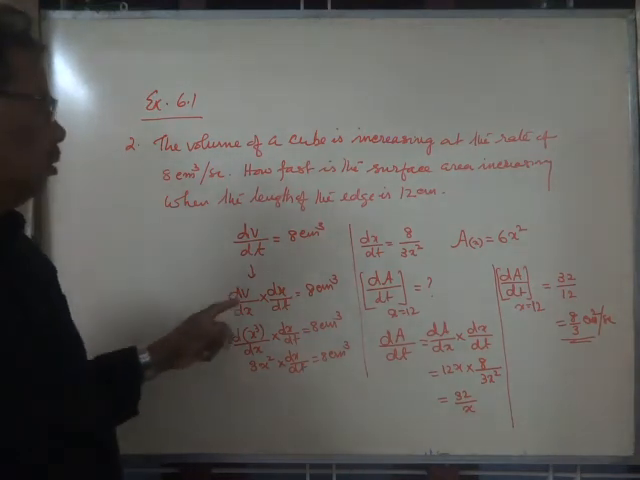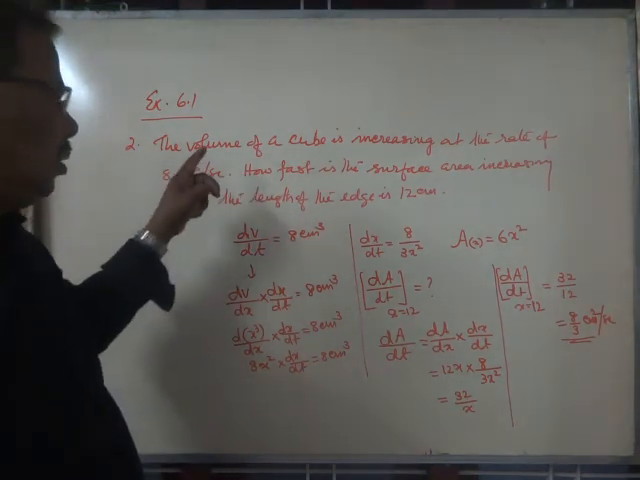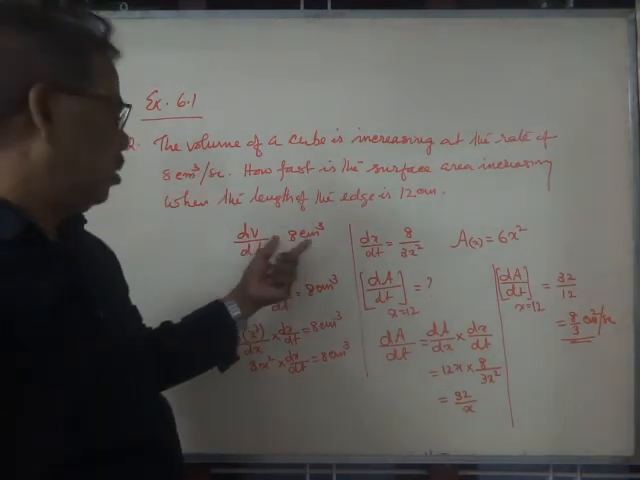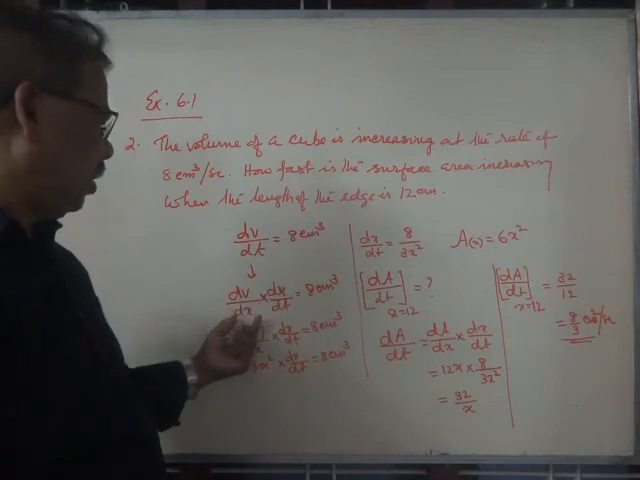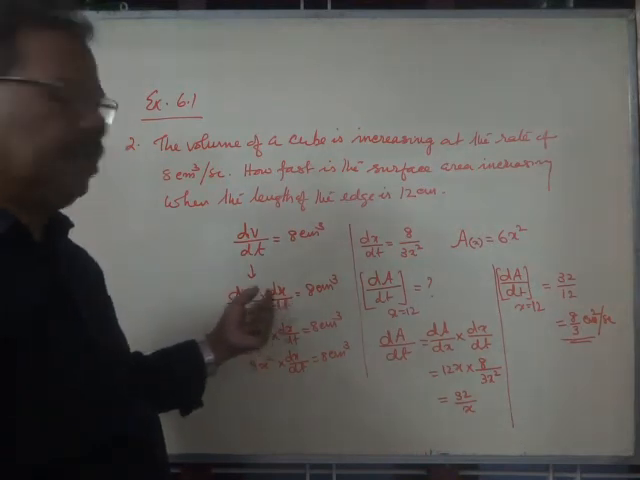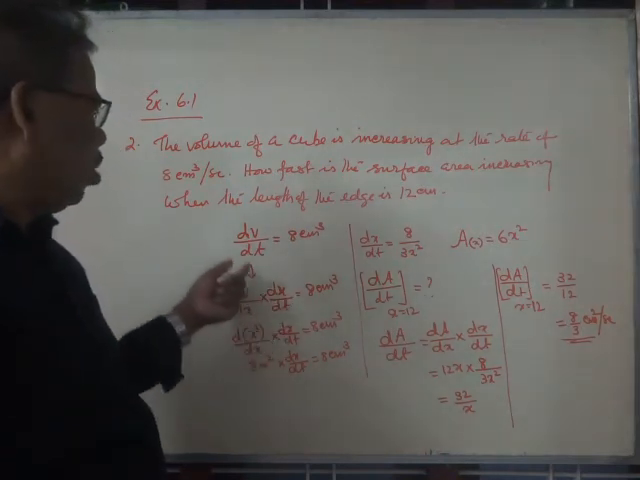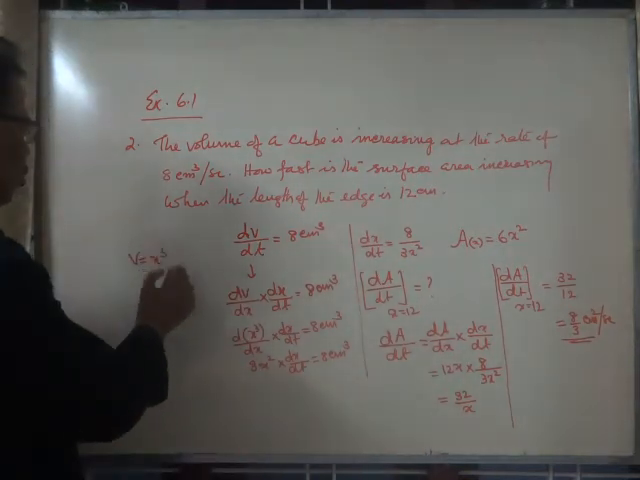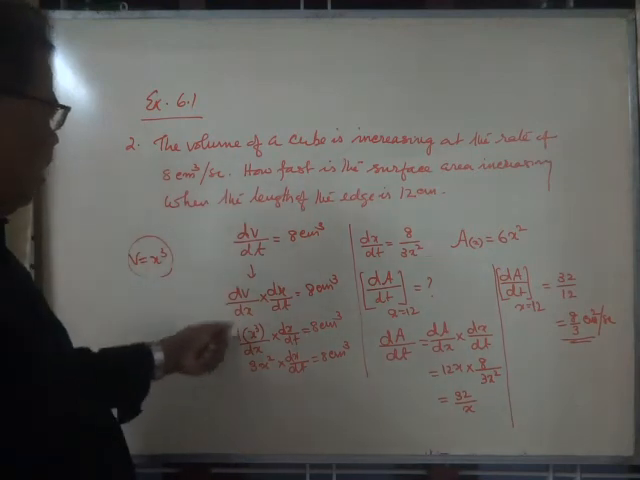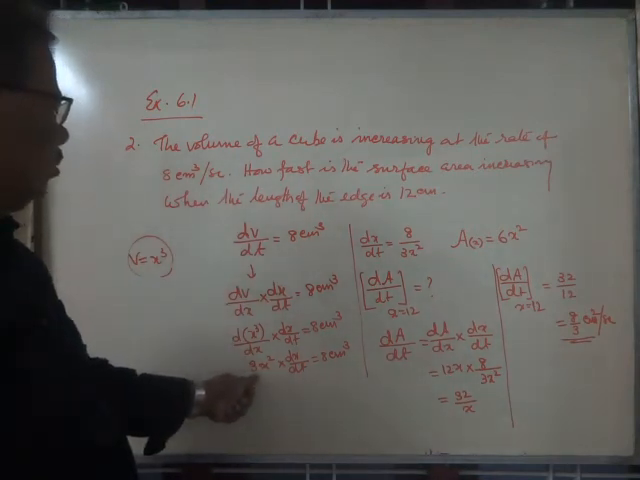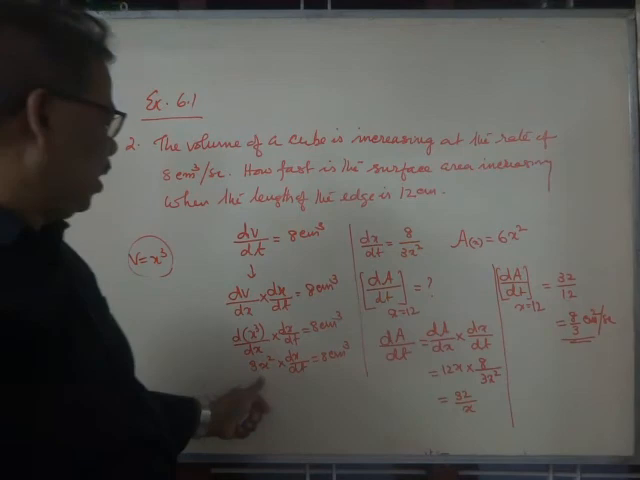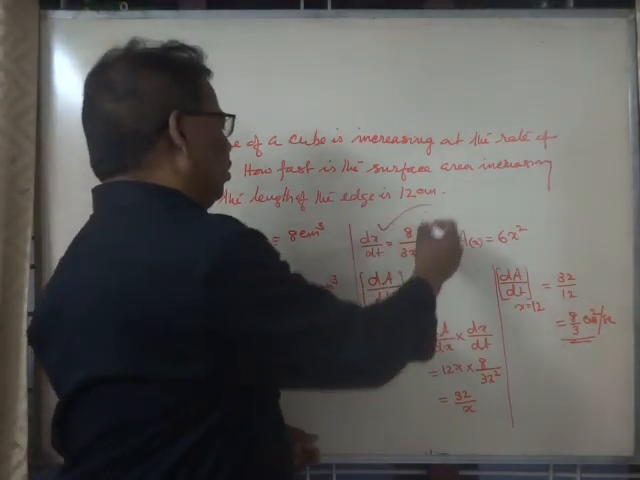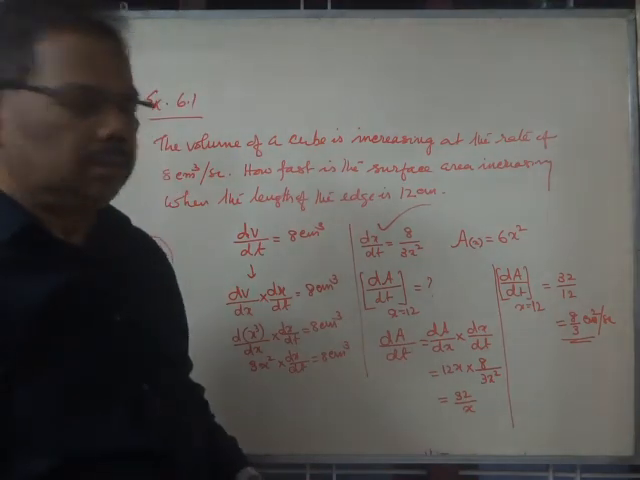Once again, in the question it is given that dV by dt is equal to 8 centimeter cube. But this dV by dt is equal to dV by dx multiplied by dx by dt. Volume is x cube. V is equal to x cube. Therefore, dV by dx is equal to 3x square. 3x square into dx by dt is equal to 8 centimeter cube. Therefore, dx by dt is equal to 8 by 3x square.